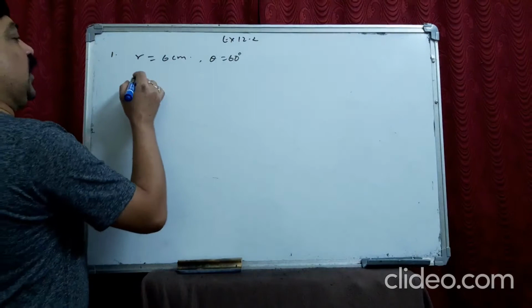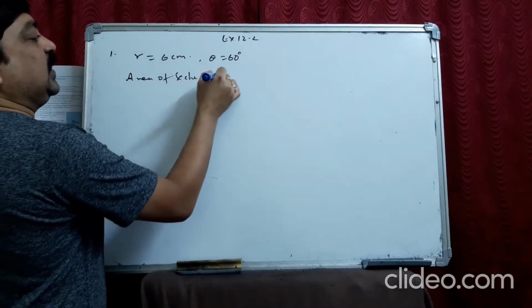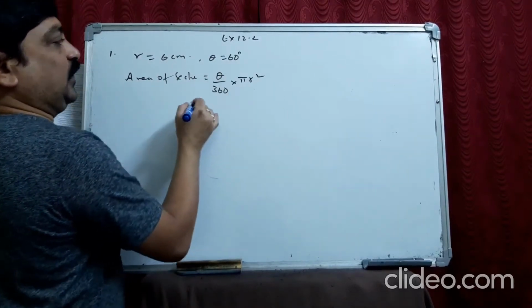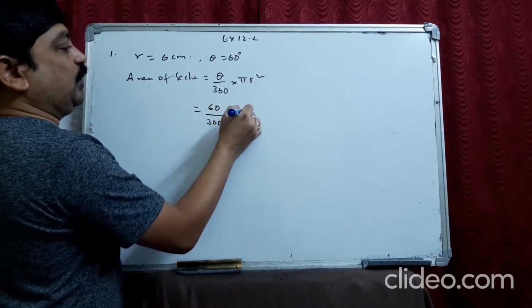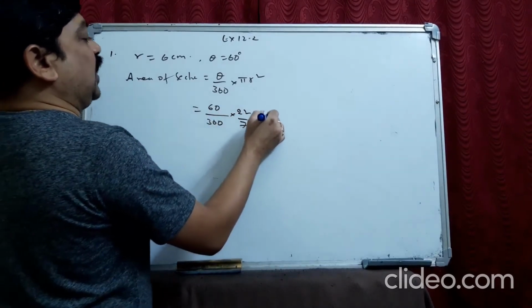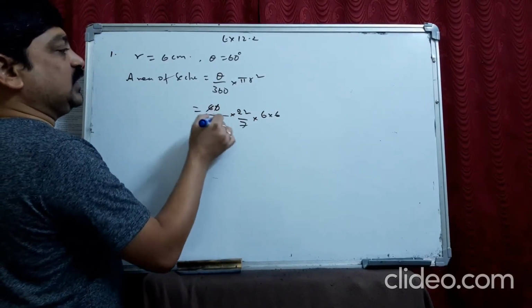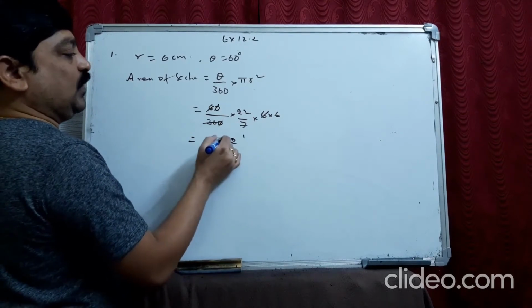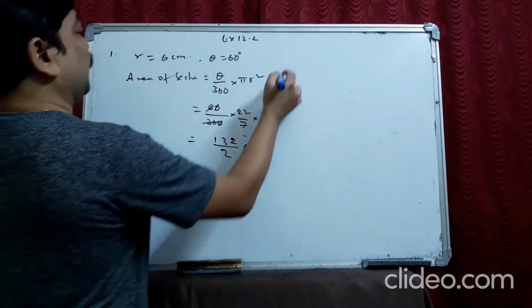Okay. Area of a sector. The formula is theta by 360 into pi r square. Theta is 60 by 360, pi is 22 by 7, r is 6 into 6. Now 6 gets cancelled, 6 into 6, 36 also gets cancelled, 6 2s are 12, 132 by 7 centimeter square.